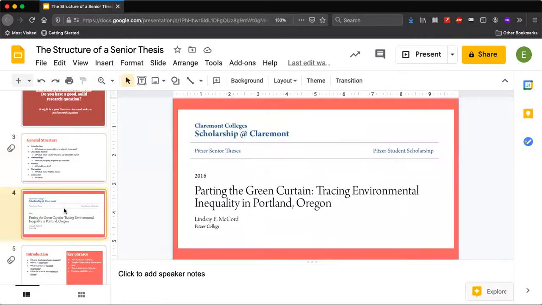Okay, so as well as going through the steps, I thought it might be useful to look at an example of a real student's senior thesis and how they accomplished each of these things. The thesis that I found online, I think just by Googling student senior thesis, is called Parting the Green Curtain, Tracing Environmental Inequality in Portland, Oregon. So this is a thesis that is looking at the history of social inequality and environmental problems in the city of Portland, Oregon, where the student lives. Okay.